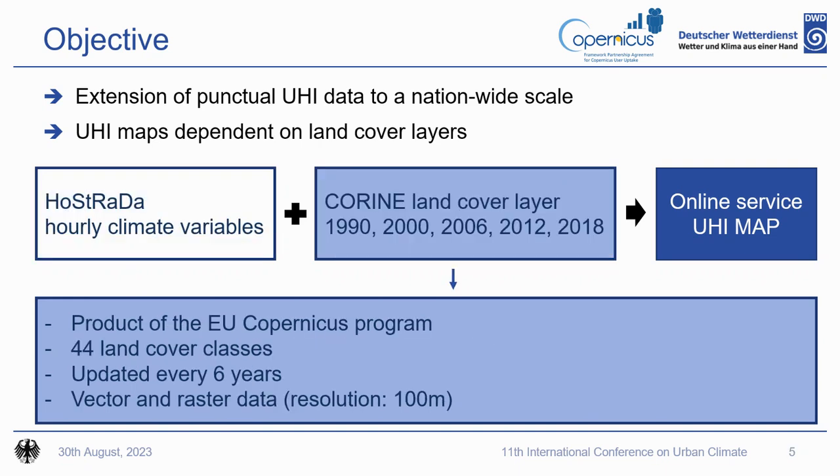The second pillar is the land cover layers, which we get from the CORINE layer from the Copernicus program, and currently they're updated every 6 years. It has 44 land cover classes, 11 of them urban classes, and we use the raster data with a resolution of 100 meters. Both of them together provide us the online service that we call UHI-Map.